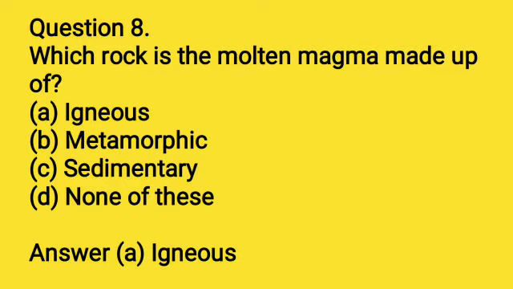Question 8. Which rock is the molten magma made up of? A. Igneous. B. Metamorphic. C. Sedimentary. D. None of these. Answer A. Igneous.